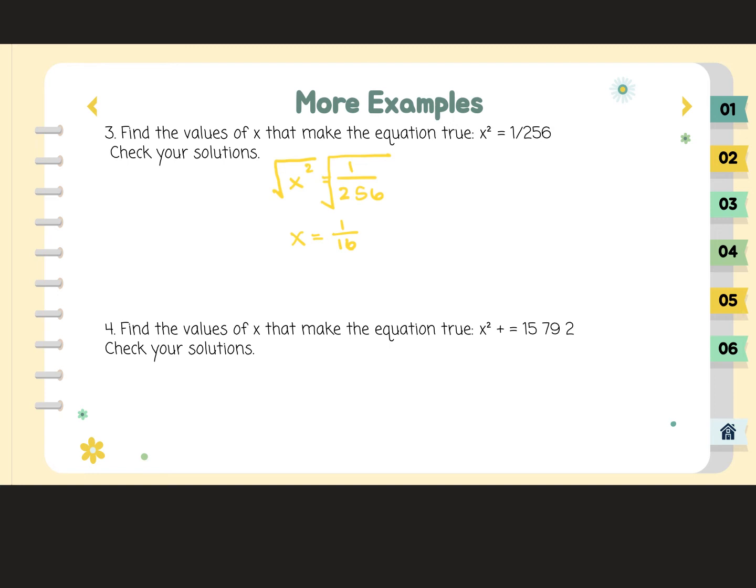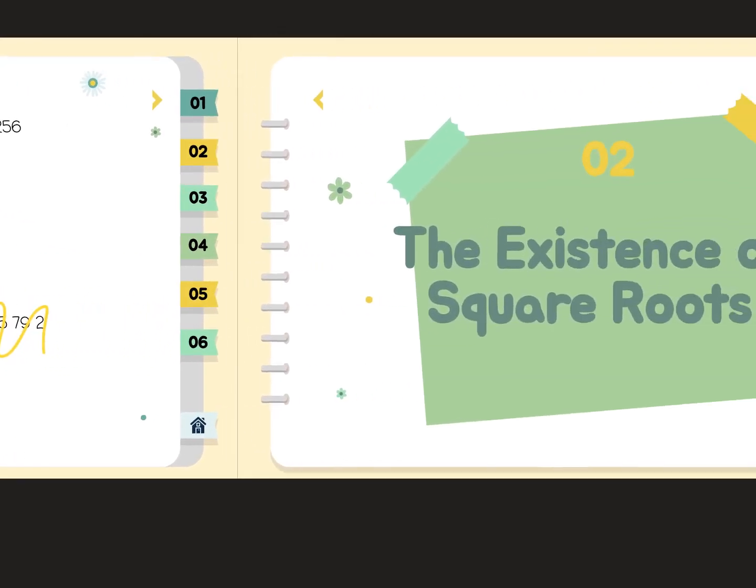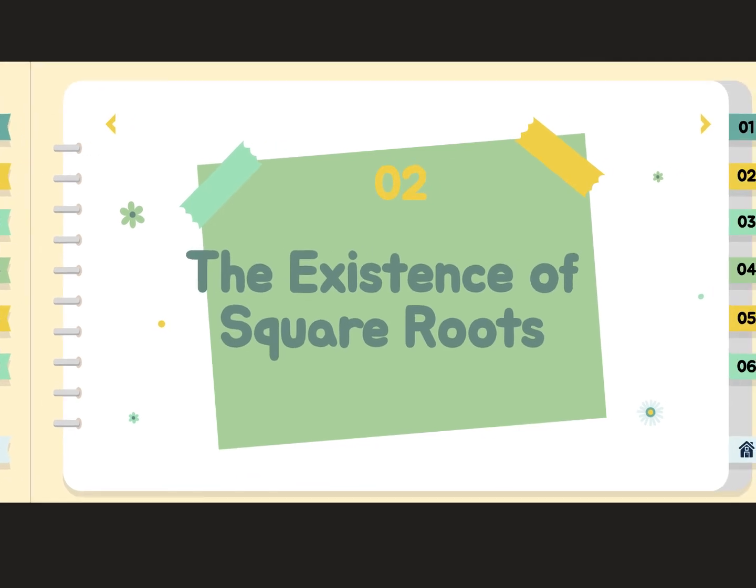All right, we're going to go ahead and skip number 4. Not exactly sure why that is messed up as it is. We're going to go ahead and skip that. All right, so you have some more practice with that at the end.